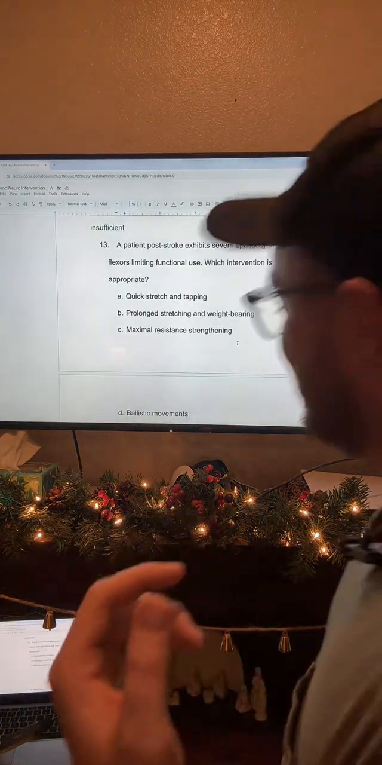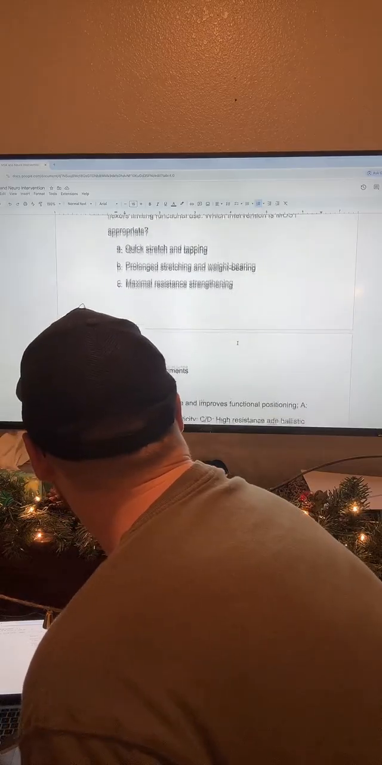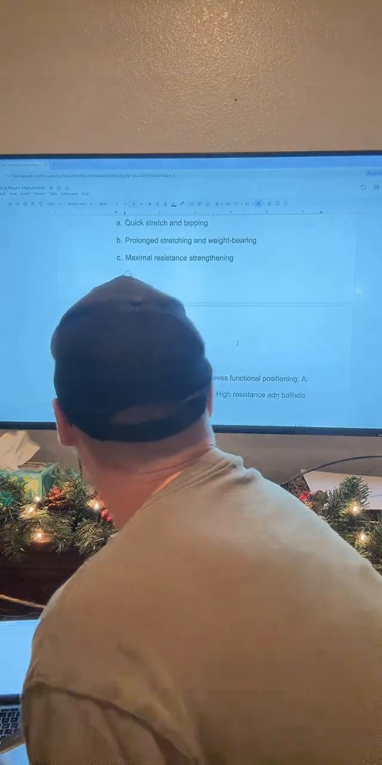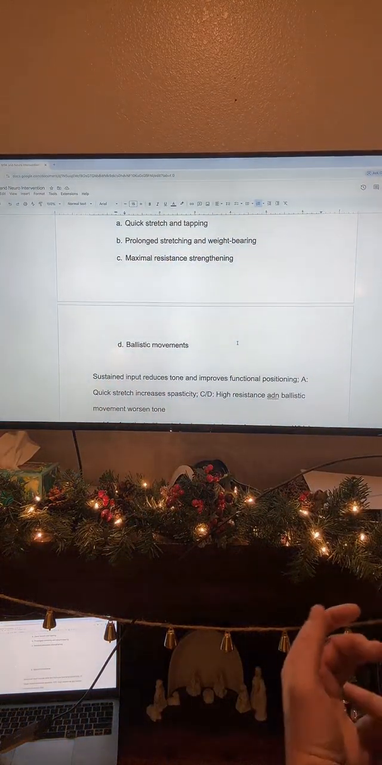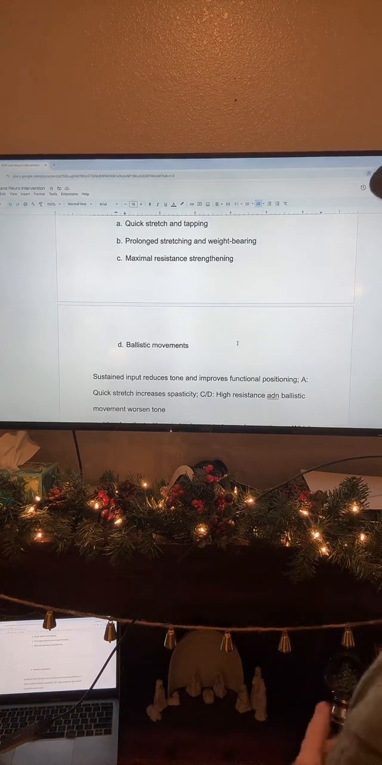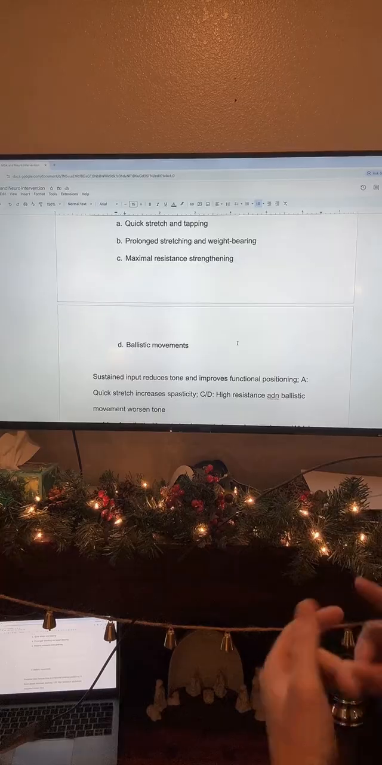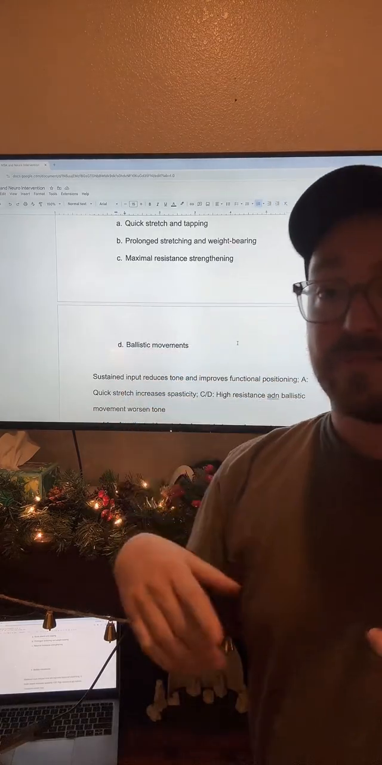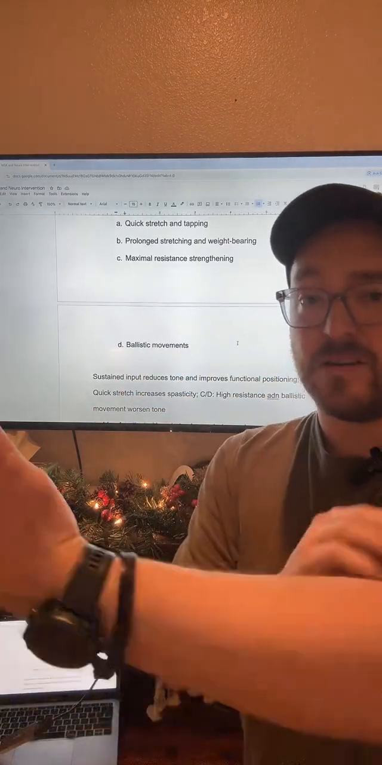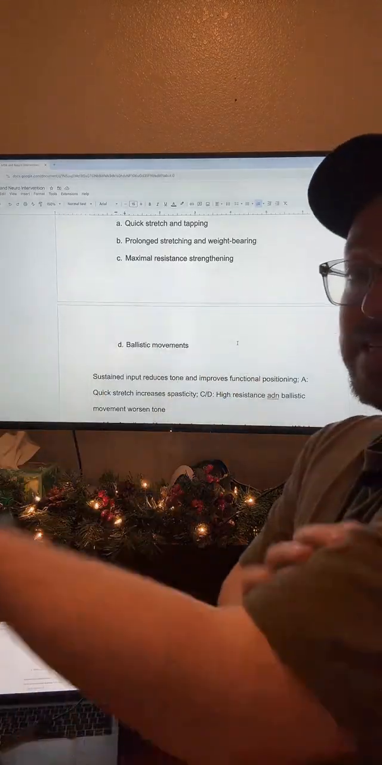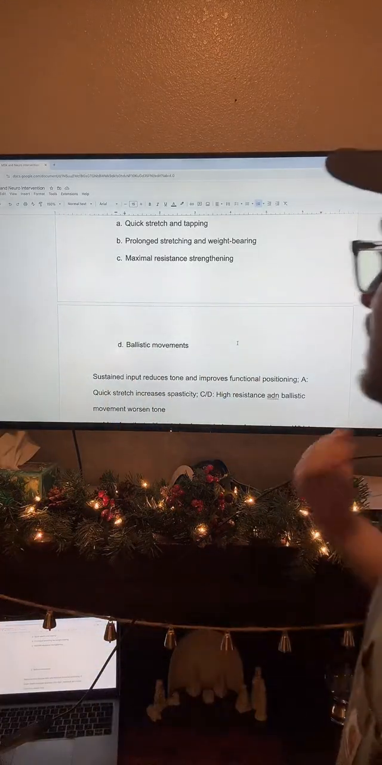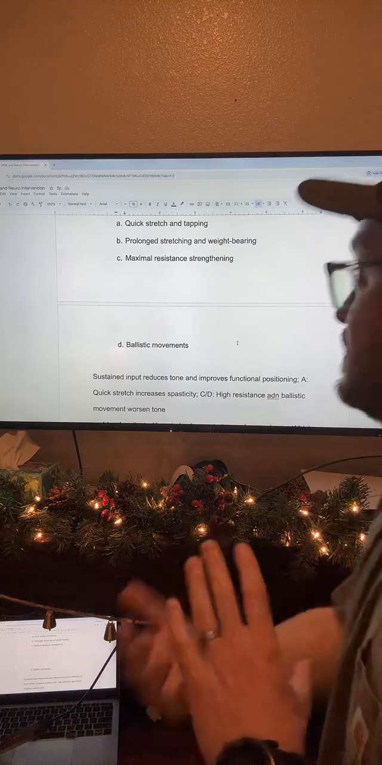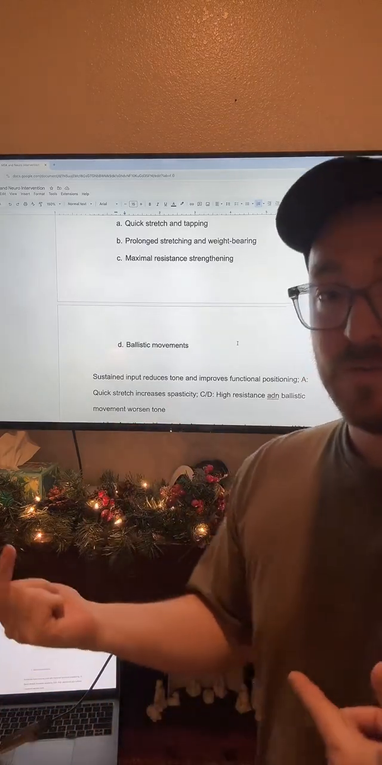Okay, so number 13. The answer is B. Prolonged stretching and weight bearing. So sustained input through a joint is going to reduce tone and improve functional positioning. The reason that A is not effective: if you were trying to elicit contraction, like if a person was flaccid, then quick stretch and tapping might help produce a muscular contraction, but it's actually going to worsen spasticity, because what we know about spasticity is it's velocity dependent. So if I suddenly quick stretch it, it's going to make spasticity worse, right?